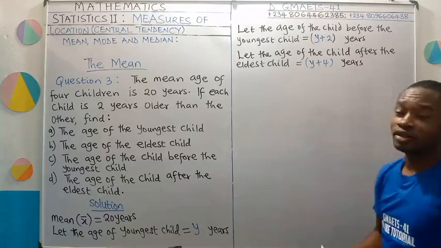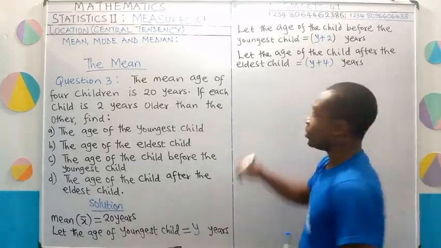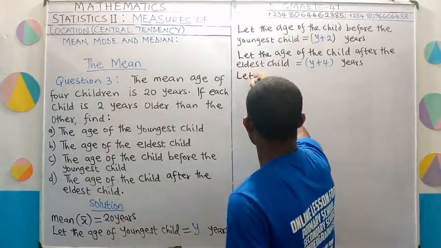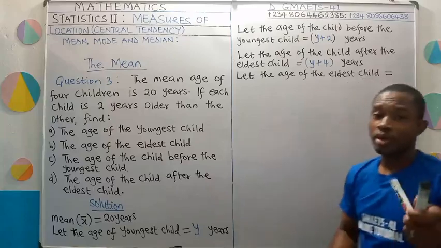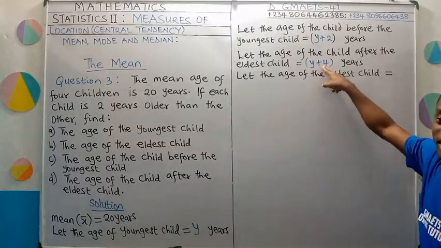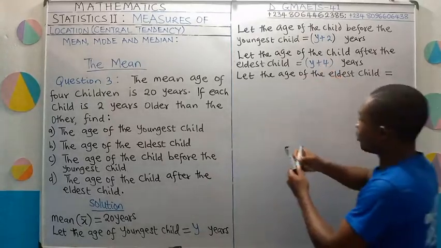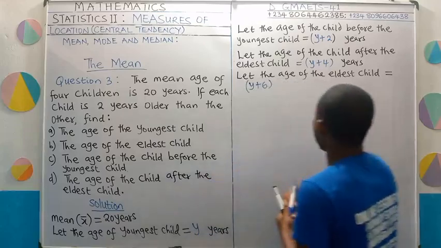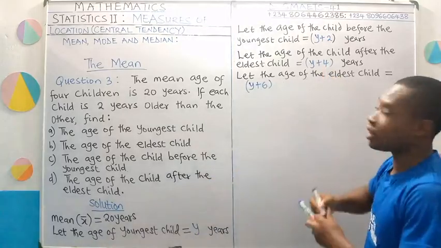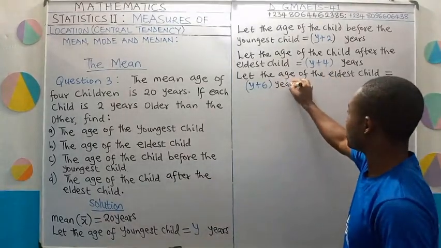Good. We are moving on. Then the eldest child now. Let the age of the eldest child to now be equal to, remember the eldest child will be 2 years older than this. So that's going to give us y plus 6, because if you add 2 years to this, you get y plus 6 years.